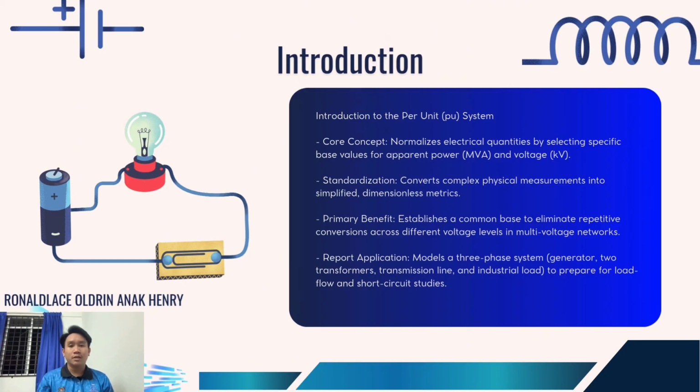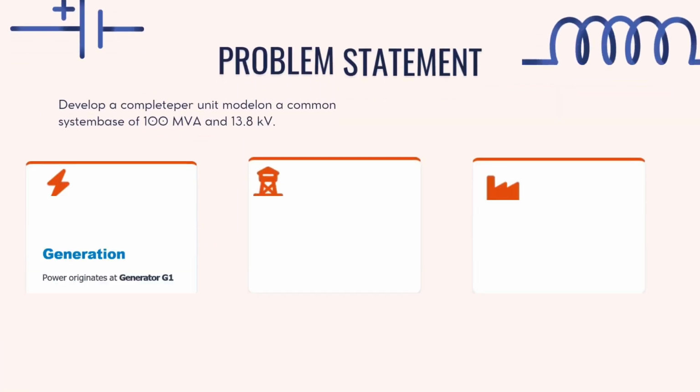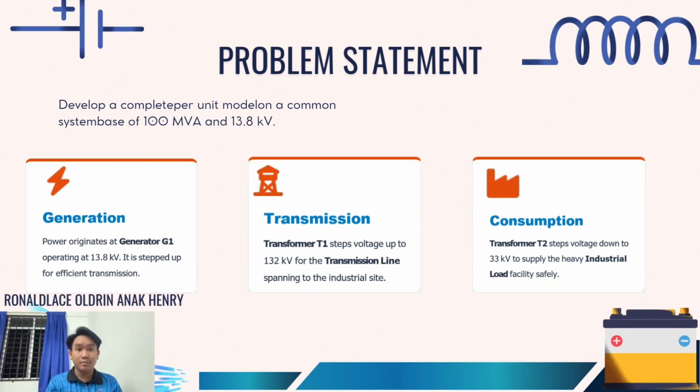For this assignment, the per unit system is applied to a 3-phase power network containing a generator, 2 transformers, a transmission line, and an industrial load. The final model can later be used for load flow and fault analysis. The objective of this assignment is to develop a complete per unit model of the given power network.